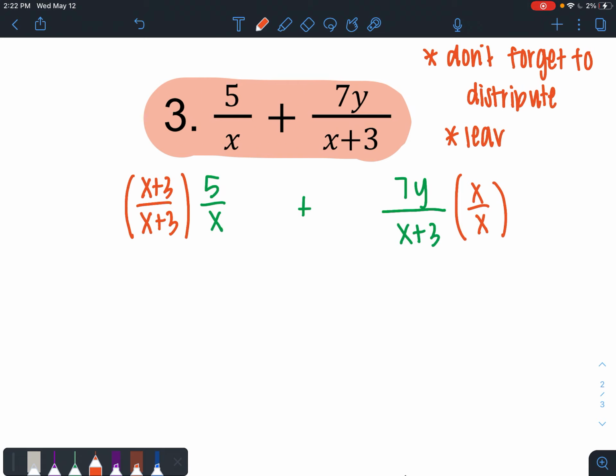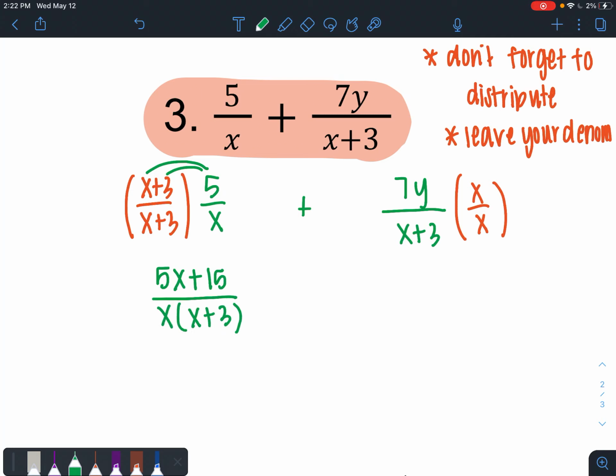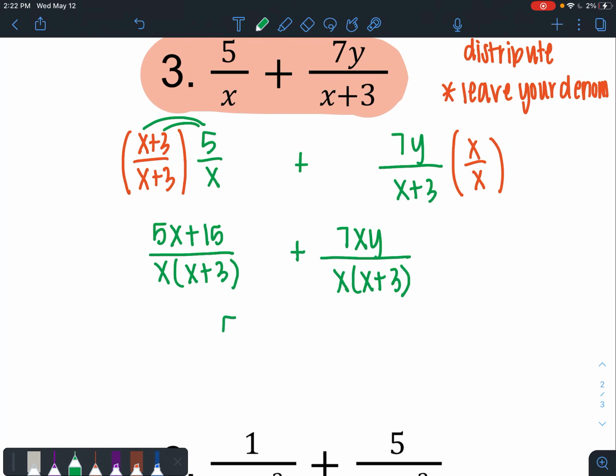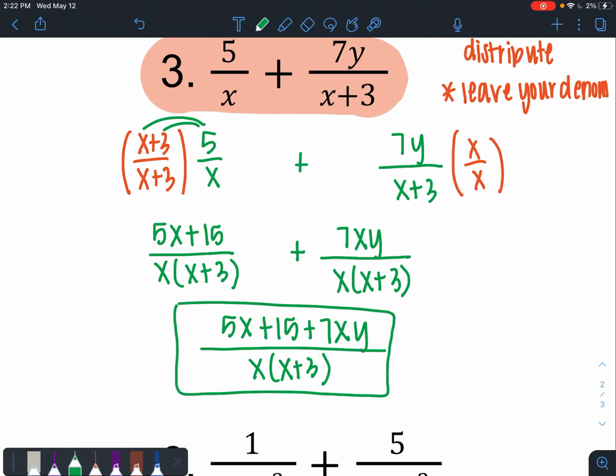And I'm also going to make a note to leave your denominator. We don't need to change the denominator. We'll leave it in factored form. So here, I need to multiply that 5 through. So I get 5x plus 15 over x times x plus 3. I get 7xy over x times x plus 3. Then I'll add all these together, and I get 5x plus 15 plus 7xy over x times x plus 3, keeping my denominator the same. And there's really no more factoring to do on that one.